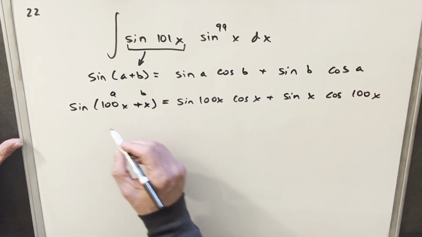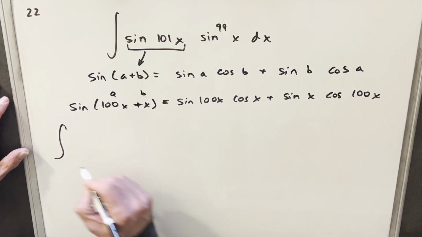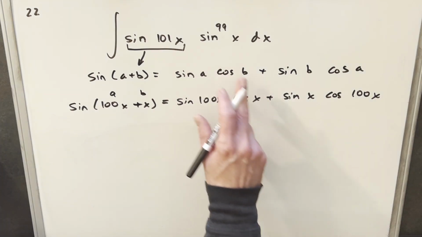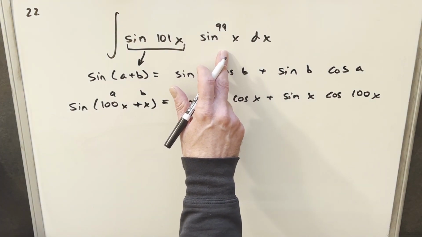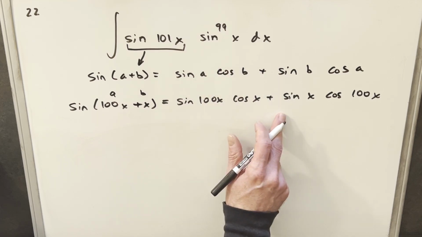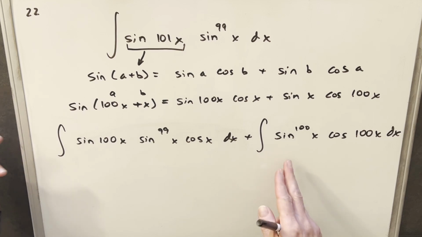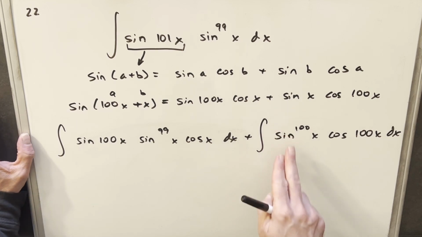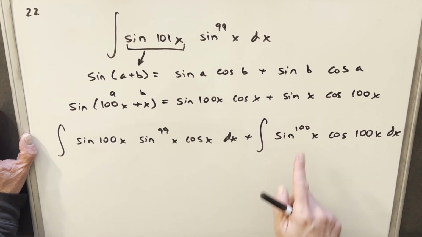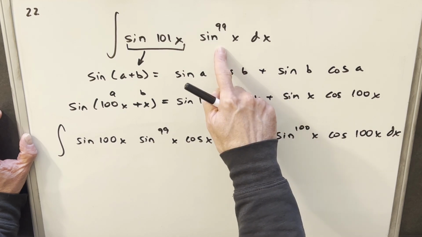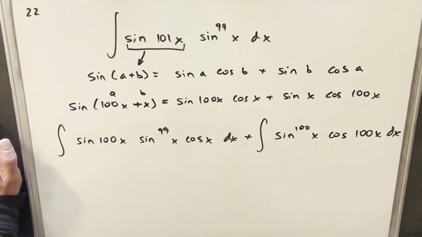And then we'll take this and put it back into our integral. When I multiply this back in, we'll distribute the sine to the 99th x, and we'll end up with two integrals. So let's see how this is going to look. Okay, now after the rewrite, you'll notice we've got our two integrals. One thing to note, we have sine to the 100x here. This is because we multiplied sine x times sine to the 99x to get sine to the 100x.